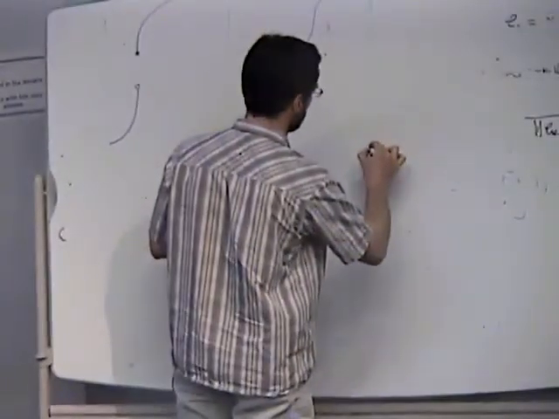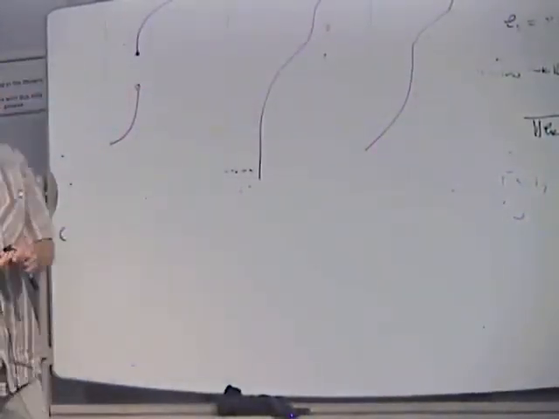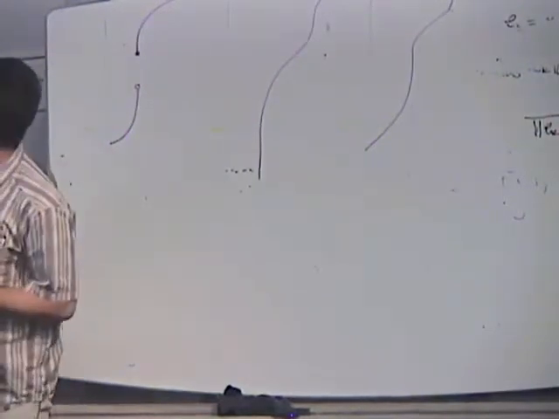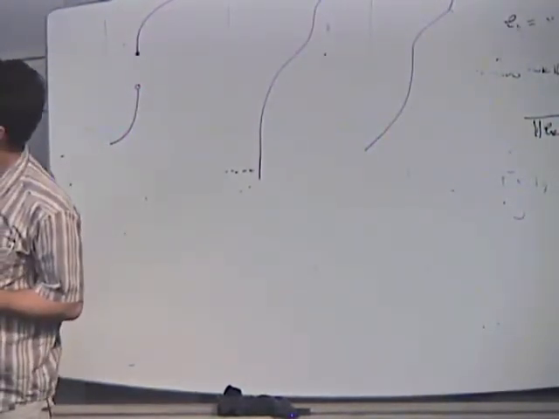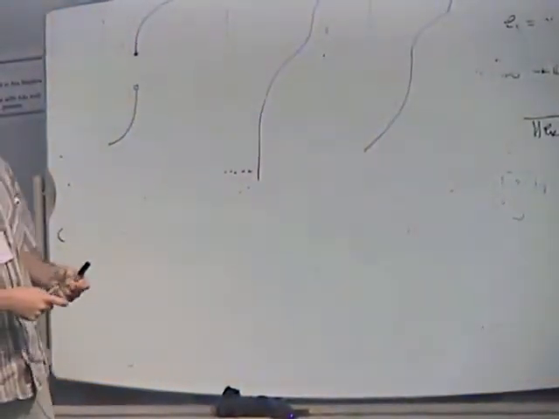You can take something like this. The precise conditions that you need are really captured here. But I think visually everything I sketched would be okay. You rotate these functions around the vertical axis, and you get something robustly quasi-convex. And certainly you can get functions that are not convex this way.